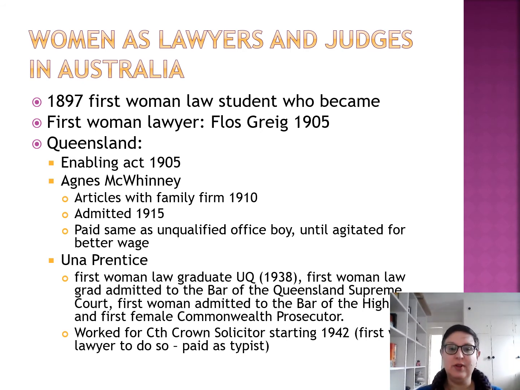Una Prentice was also the first woman in Australia to be admitted to the bar of the High Court of Australia, and she was the first female prosecutor. She actually started working for the Commonwealth Crown Solicitor's Office during the Second World War, and she was the first woman who worked there and as a prosecutor there.